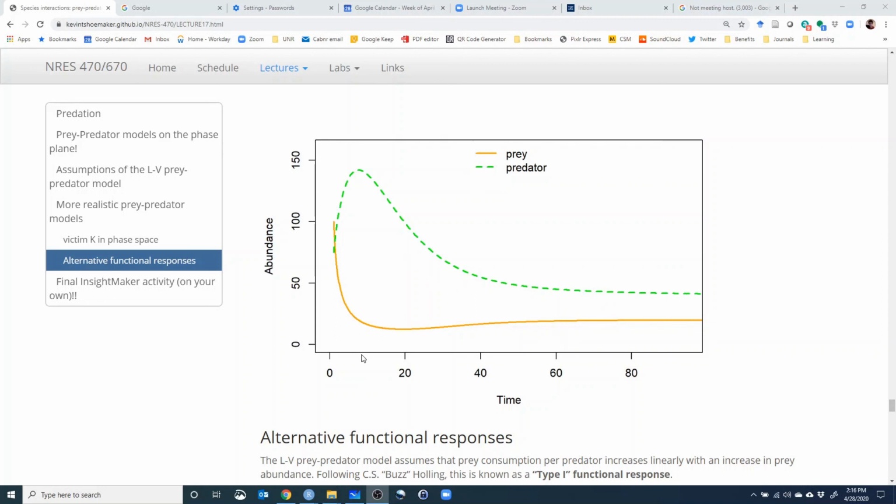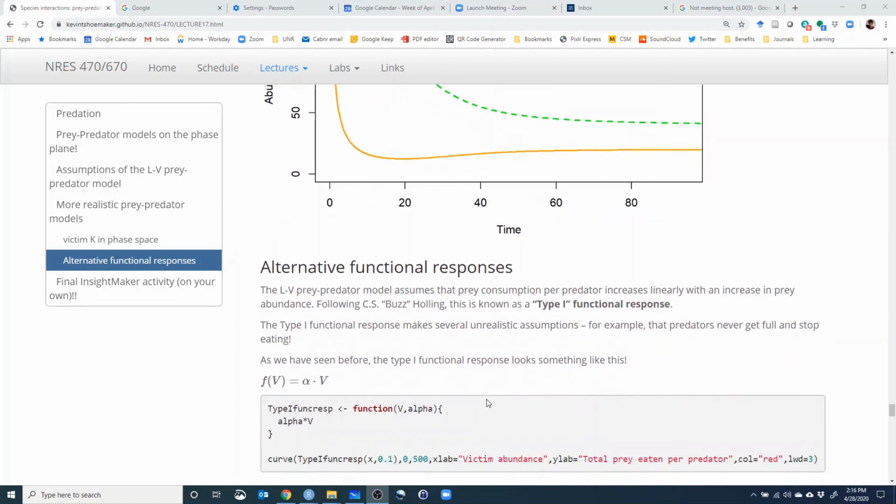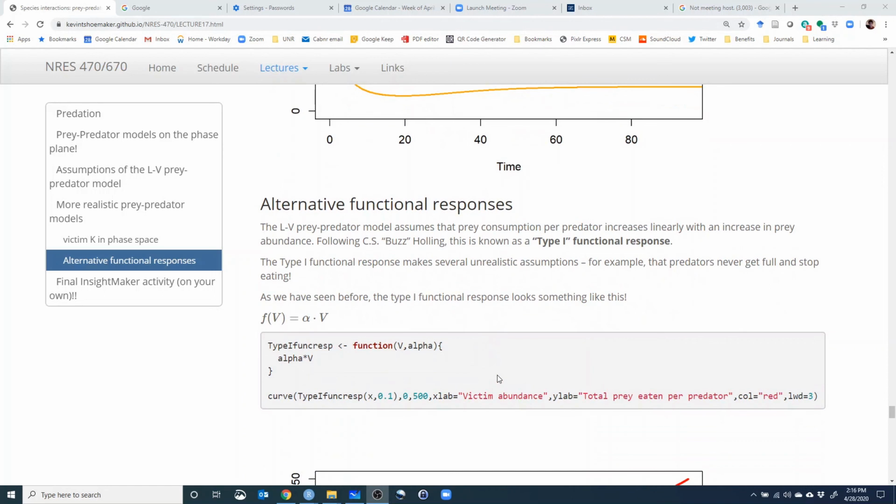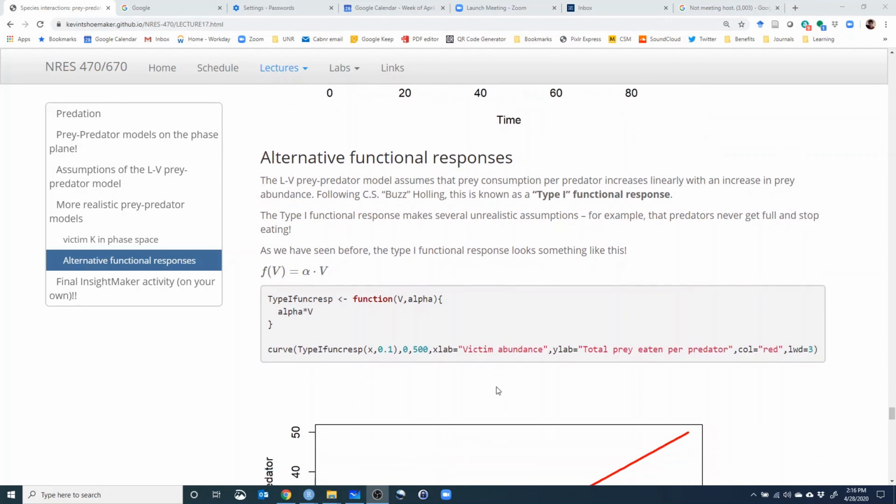So that's kind of interesting, and we can take a look at that in more detail on the whiteboard in a second. But let's think about a couple other ways that we can relax these unrealistic assumptions that we make in the Lotka-Volterra prey-predator system. So another one is functional responses.